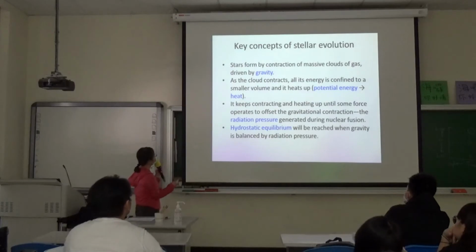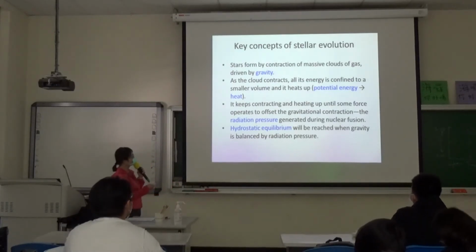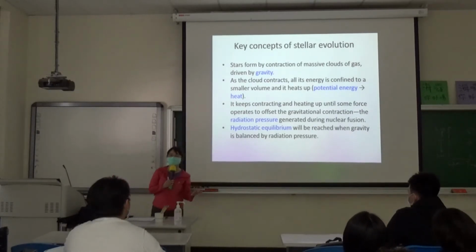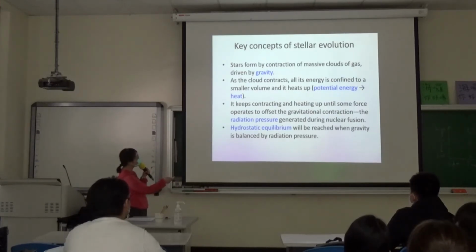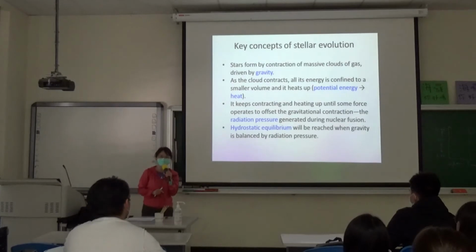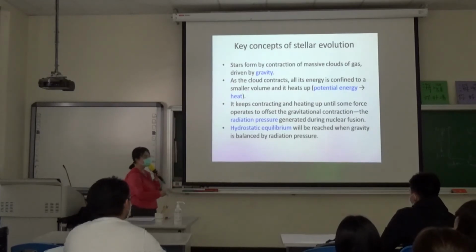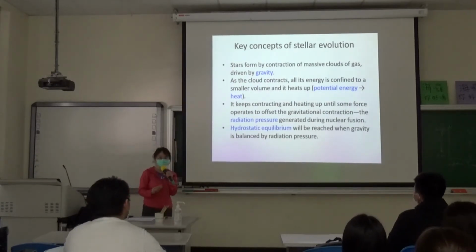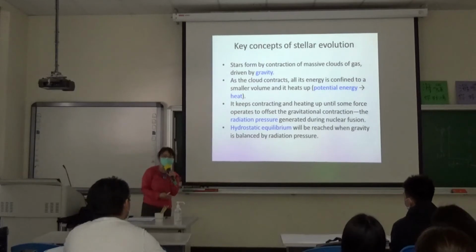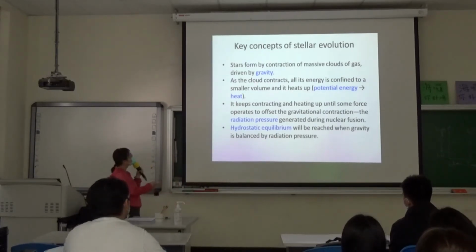Key concepts. Stars form by contraction of massive clouds of gas driven by gravity. So all stars are gases. And as the cloud contracts, all its energy is confined to a smaller volume and it heats up. This is because the potential energy, 位能, is converted to heat. So it's like water coming from high to low, then you will create energy. And it keeps contracting and heating up.